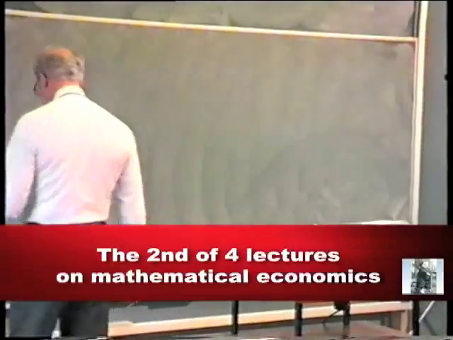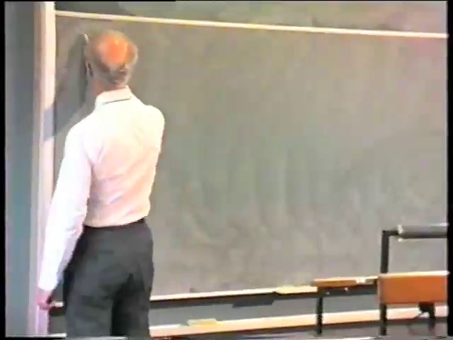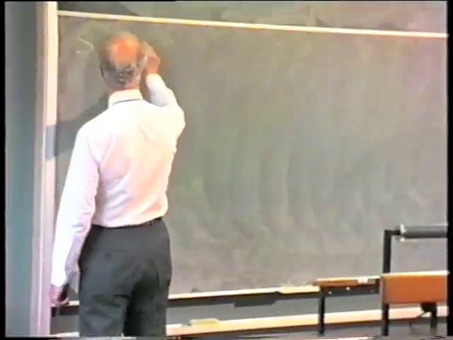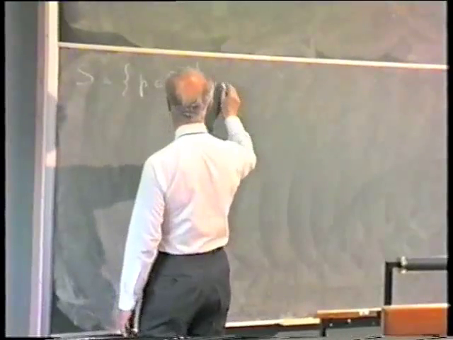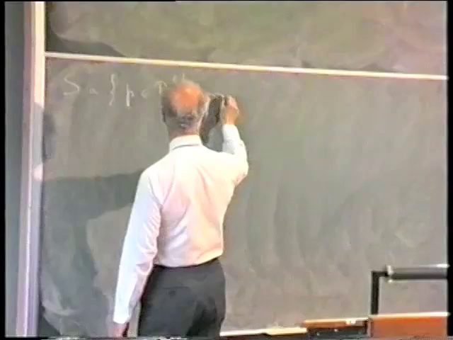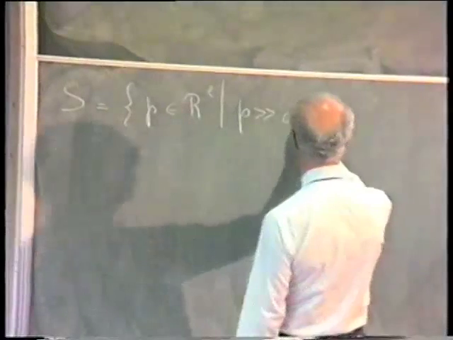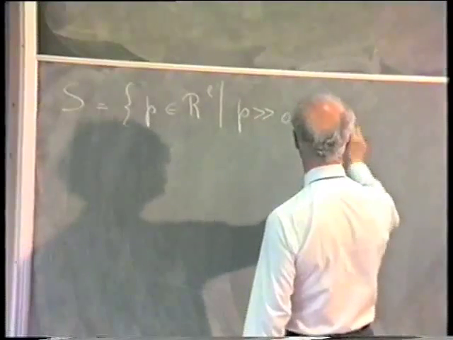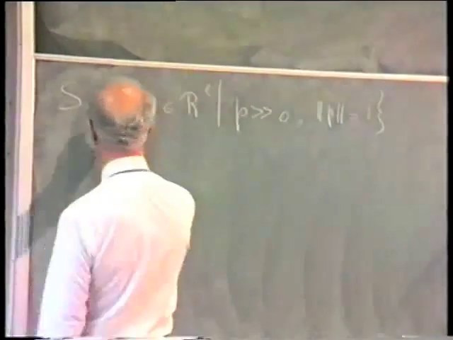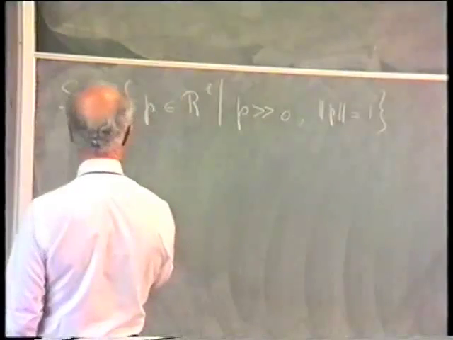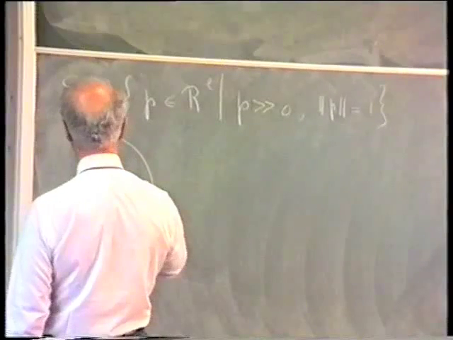So I am moving to something quite different, although I will use what we have said in the first lecture. First of all, let me define the set S of price vectors in RL such that P is strictly positive, by which I mean that all the coordinates are positive and the norm is equal to 1. The length is equal to 1. So that is the positive part of the unit sphere with center at the origin and the boundary being excluded.